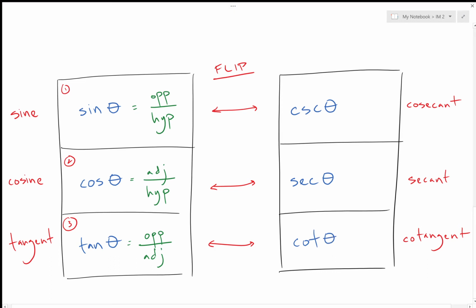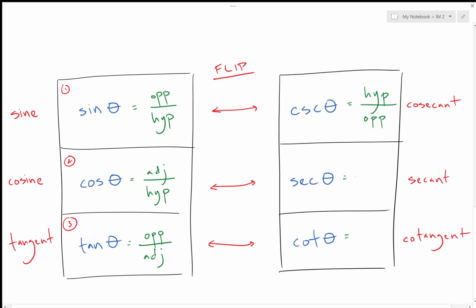So again, these are all just the flips. Cosecant and sine go together, so that means we're going to flip this one over. If sine is opposite over hypotenuse, cosecant is going to be hypotenuse over opposite. So just the flip of the fraction.